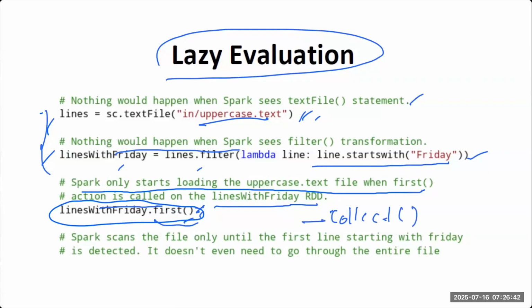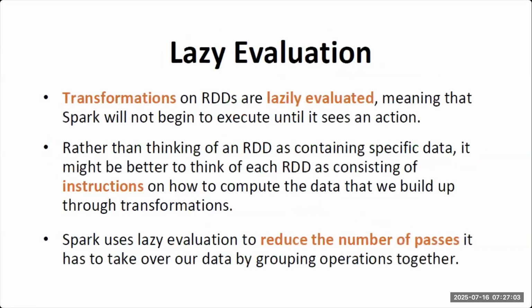Let's suppose here you filter. Filter is a transformation. Once you filter, you get some records, you collect them, and it will send all the records back to the driver. So collect, first, and save, if you are trying to save any data, those are actions.